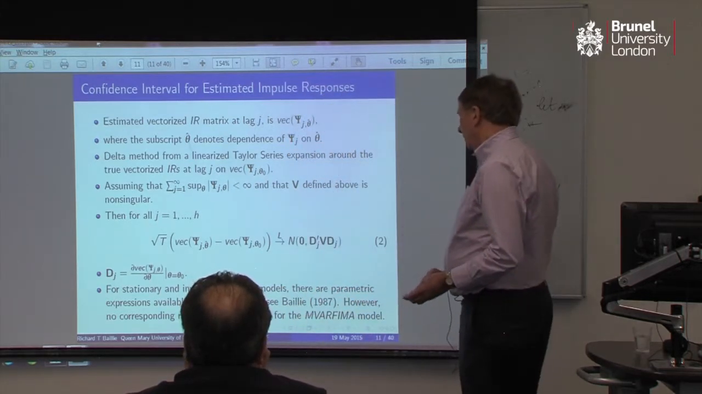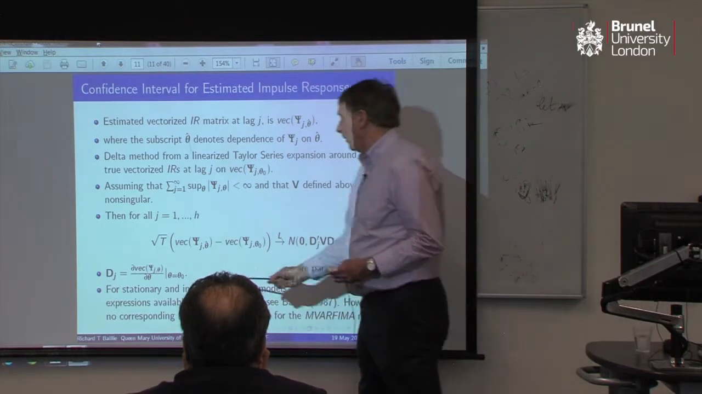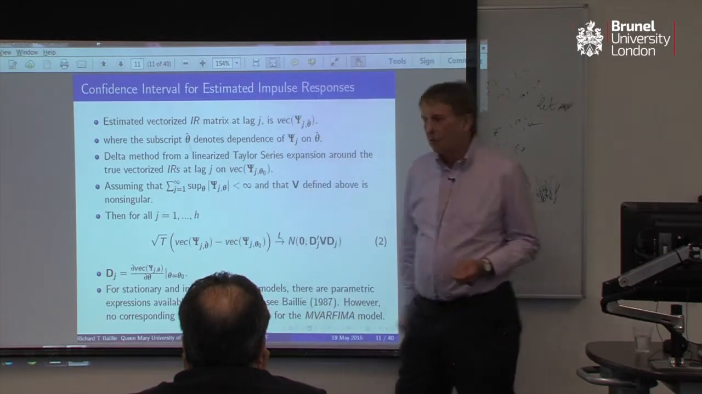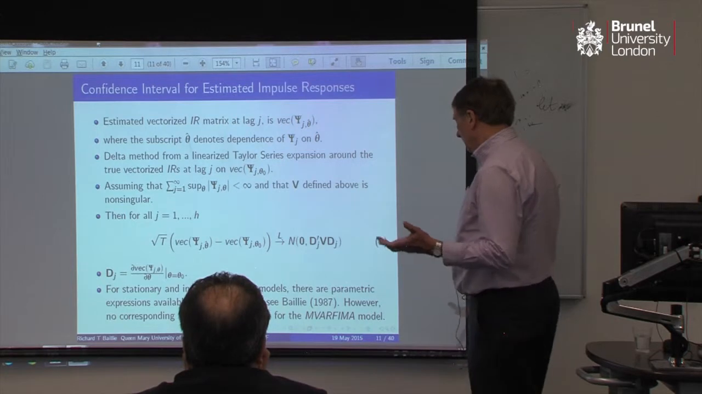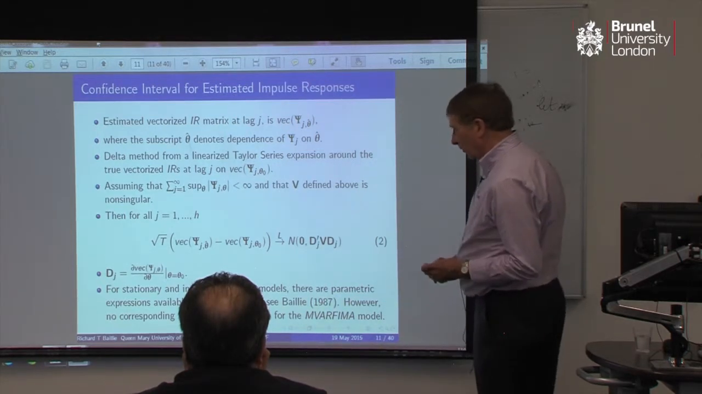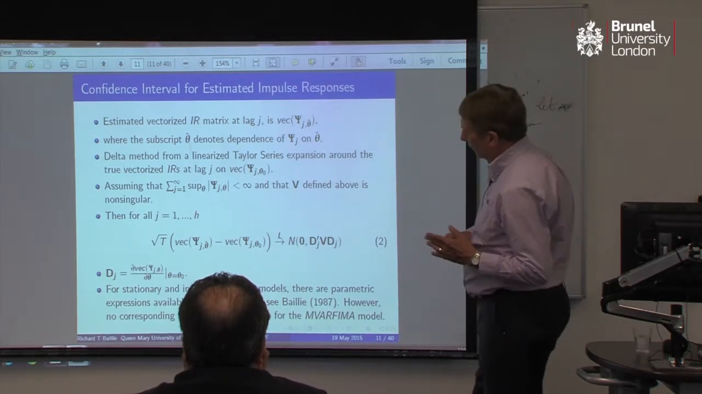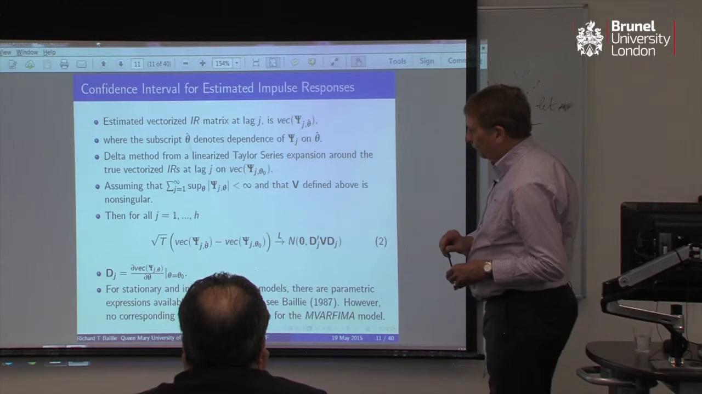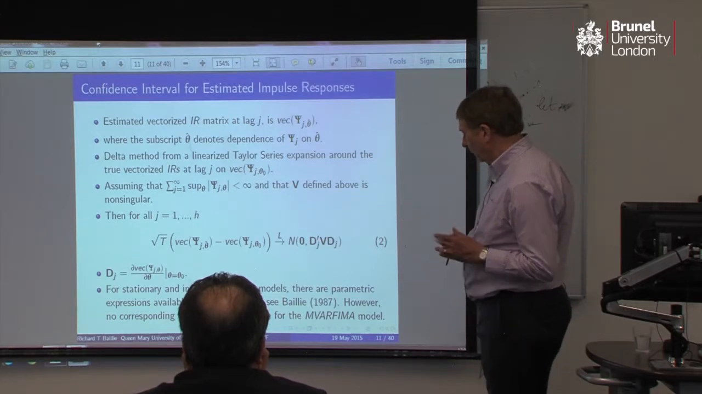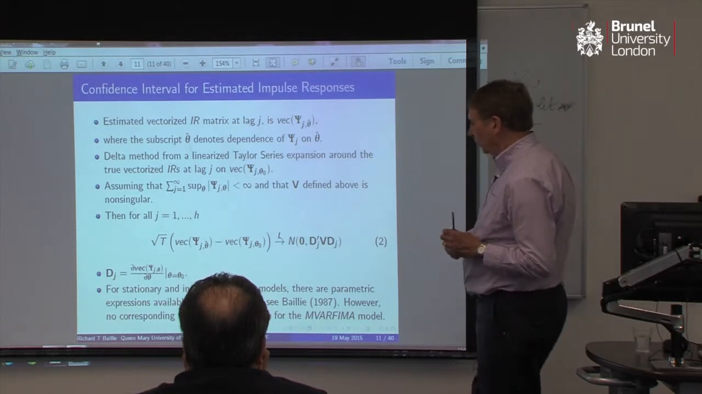If you have a vector ARMA system, then you can derive an exact parametric expression for the D's. I did that years ago in a paper in the Journal of Econometrics, and there's also work by Helmut Lütkepohl, who has done similar things in the Review of Economics and Statistics a little bit later. So doing it for a vector ARMA system is not a great problem. You can have nice results on that.